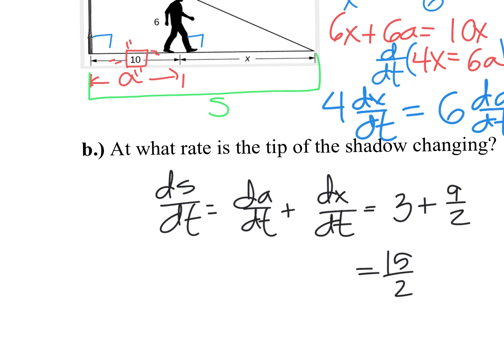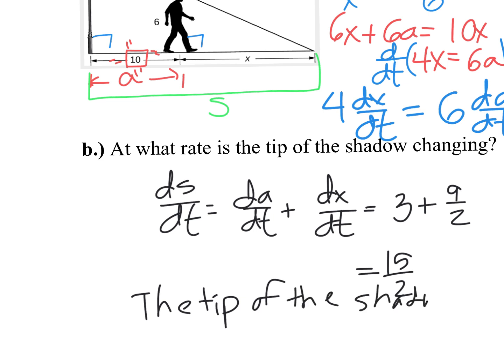I could say the tip of the shadow, since I only have to do one last one, I'll do it here. The tip of the shadow is increasing at a rate of 15 halves feet per second.